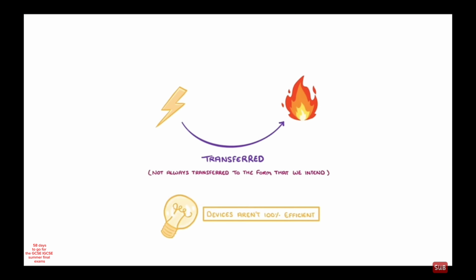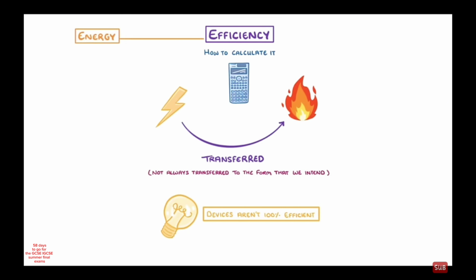We've seen a few times now that energy can be transferred from one form into another form. However, it's not always transferred into the form that we intend, because most devices aren't 100% efficient. So in today's video, we're going to take a look at what efficiency is, and see how to calculate it, both in terms of energy and power.